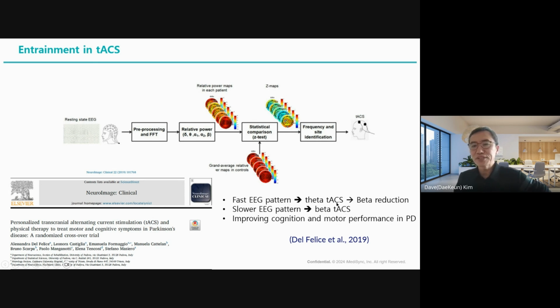For the theta stimulation, the beta is reduced. For the beta stimulation, theta is reduced, but not significant in this case. But basically, their cognition and motor performance is improved in the Parkinson patient.